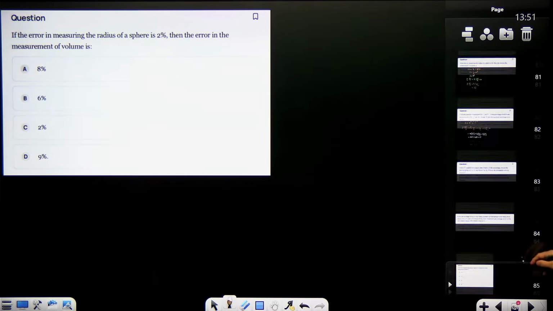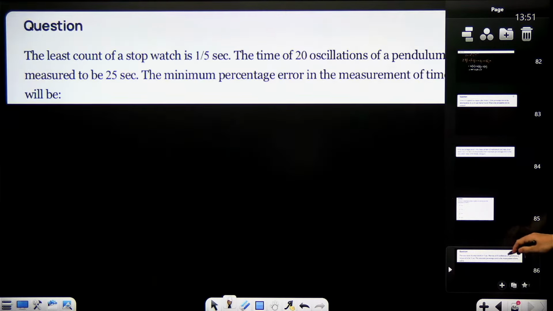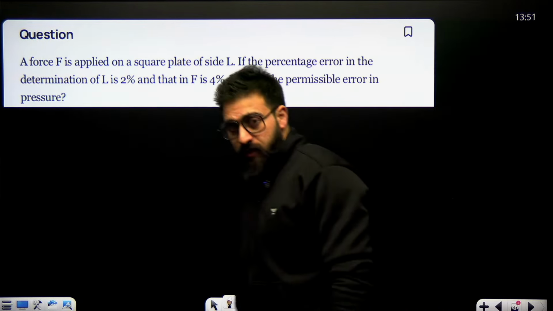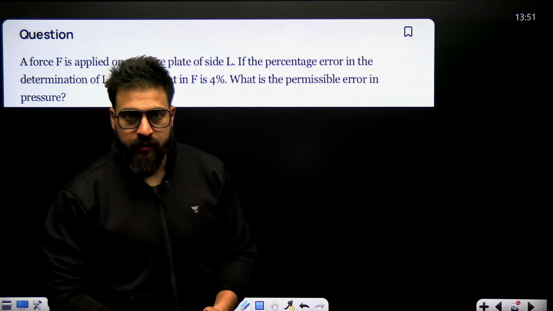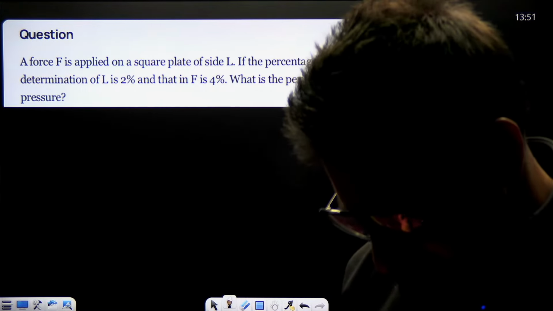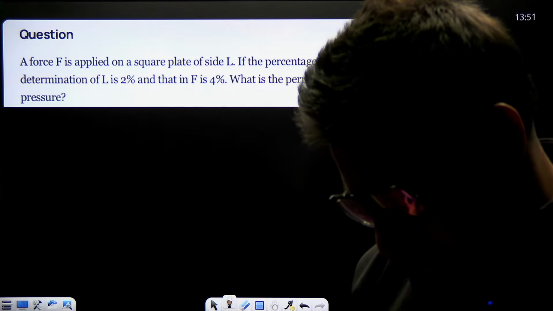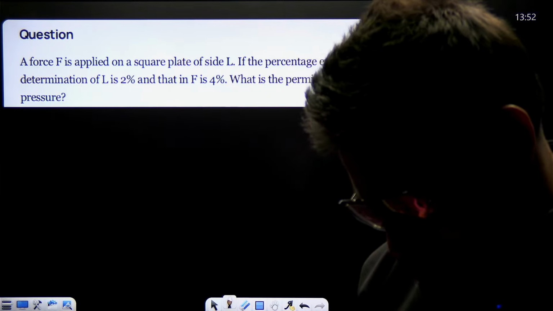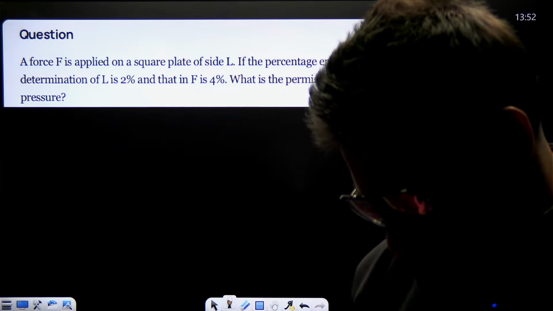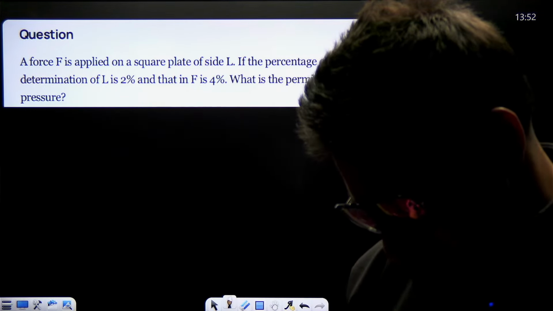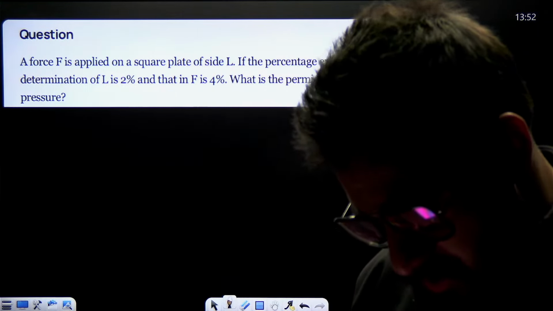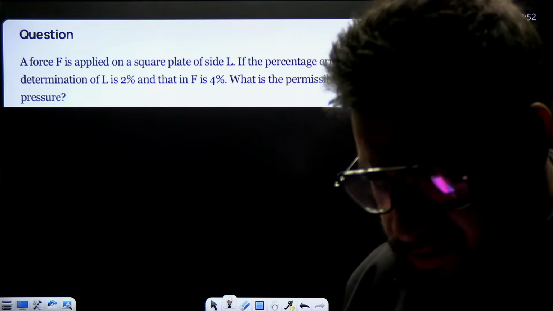This is what we already did. Okay, let's talk about this one. Is error deleted? Error is there, guys. Just a second, let me see. Errors is there. Errors is in the NEET, yes.